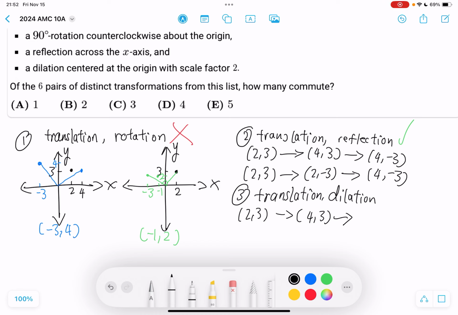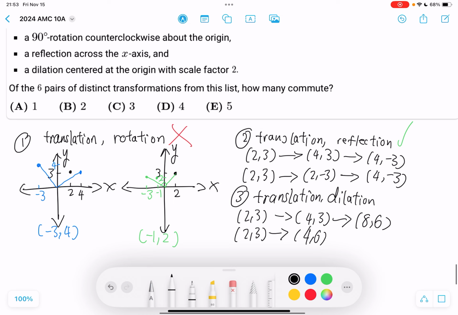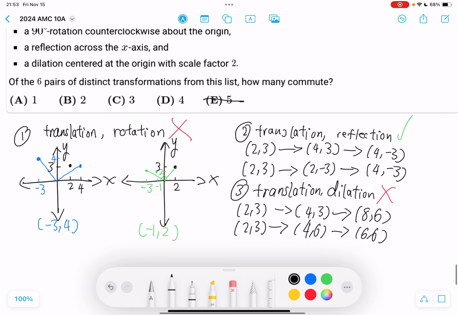If you dilate, you scale up by 2, and the center at the origin basically means you multiply the coordinates by 2, so it's 8, 6. And if you dilate first, you have 4, 6. And then now you translate, you have 6, 6. These two coordinates aren't the same, so this does not commute. So we know that the answer is not 5, because out of the 6 pairs of distinct transformations, at least 2 don't work.